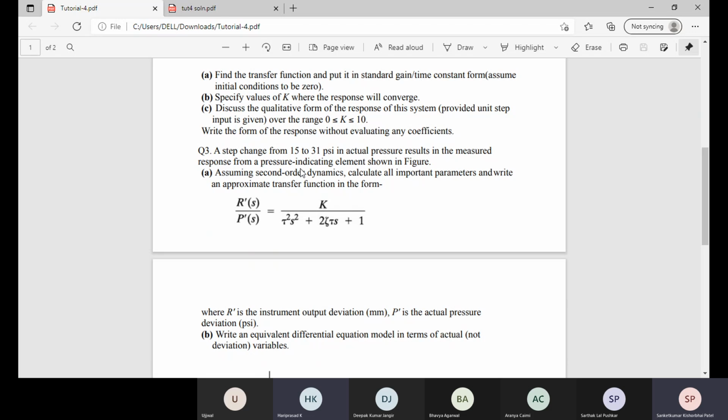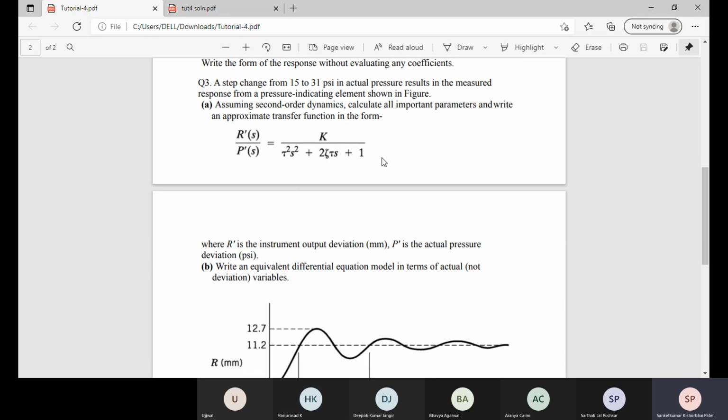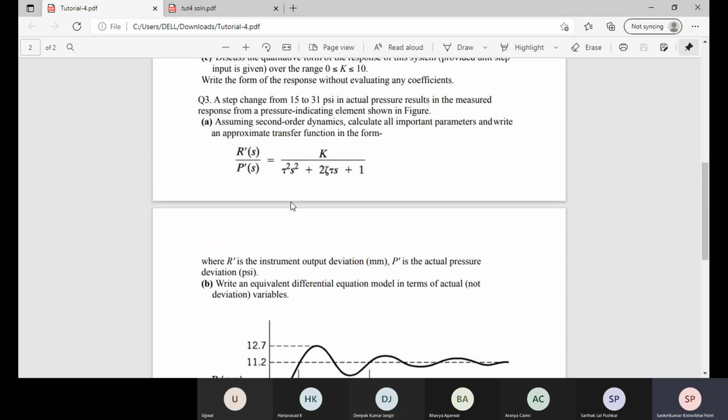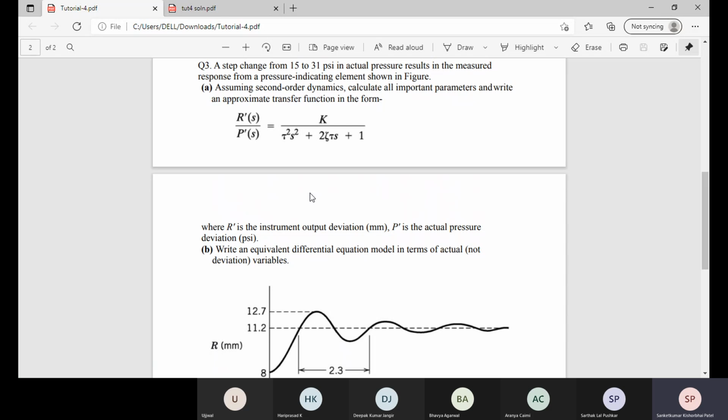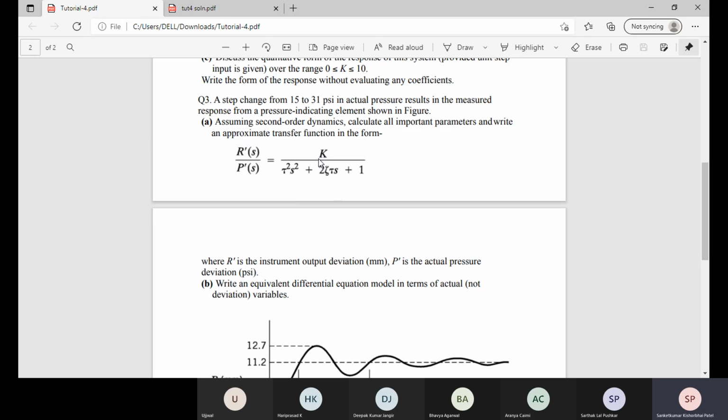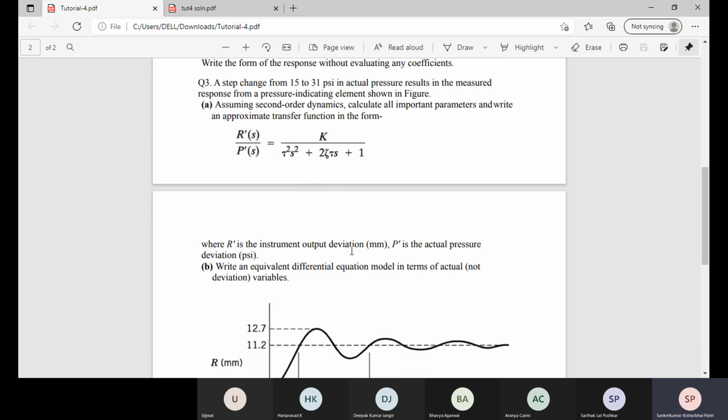Okay. Question number three. A step change from 15 to 31 psi in actual pressure results in the measured response from a pressure indicating element shown in the figure. Part A, assuming second order dynamics, calculate all important parameters and write an approximate transfer function in the form. So from this figure, we have to find the values of k, tau and zeta to get this standard form, where R'(t) is the instrument output deviation and P'(t) is the actual pressure deviation.